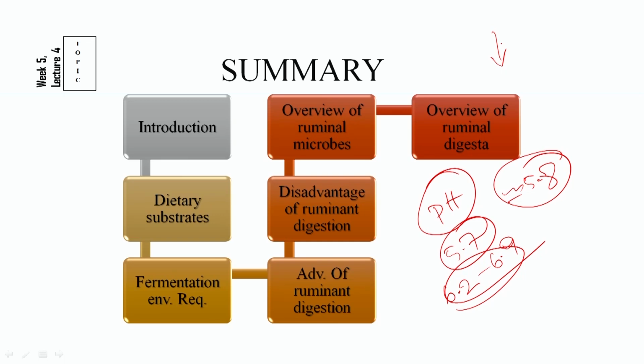So with that, what I discussed is that we have seen what a ruminant is. First of all, we classified the animals based on the diet, digestive physiology, and the site of fermentation. Then we saw the dietary substrates, that is roughage and concentrates. Then what the fermentation environment requirements are. Then we have seen the advantages and disadvantages of being a ruminant. Then an overview of the ruminal microbes. Then an overview of the ruminal digesta. So with that, today's lecture is ending. Thank you.